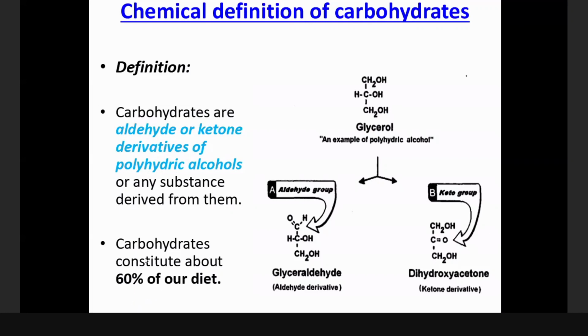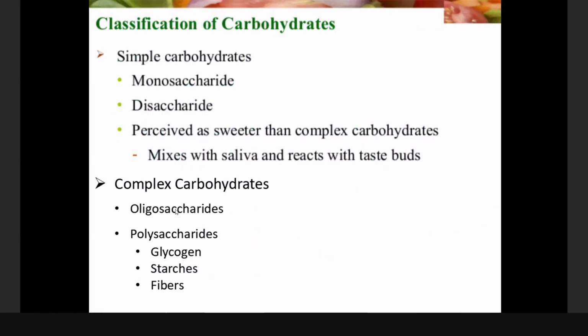Dihydroxyacetone. Now, glyceraldehyde is the simplest aldose of carbohydrate, and dihydroxyacetone is the simplest ketose. And in our diet, carbohydrates constitute around 60%. When you see the classification, carbohydrates can be classified into 4 groups or into 2 groups. One is simple sugars or simple carbohydrates, and the other is complex carbohydrates.